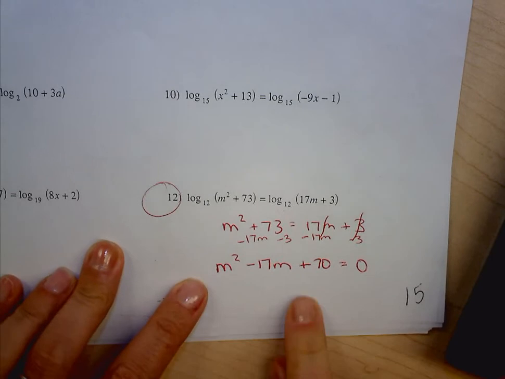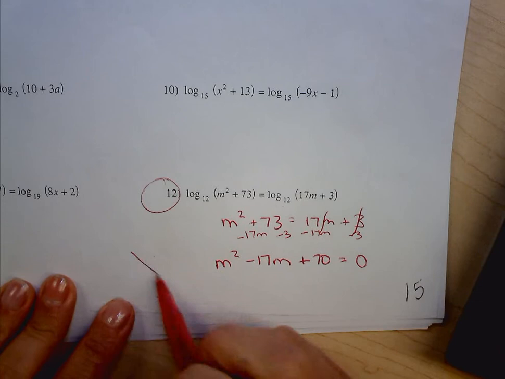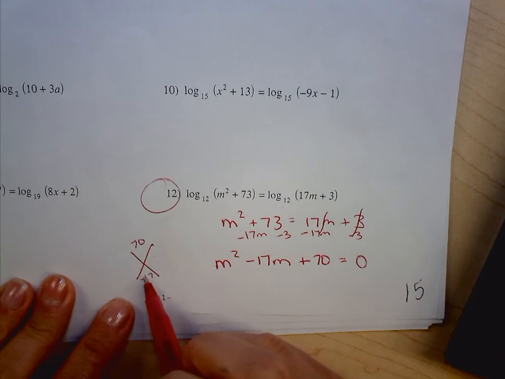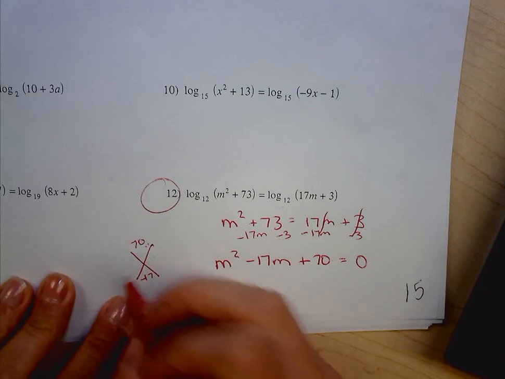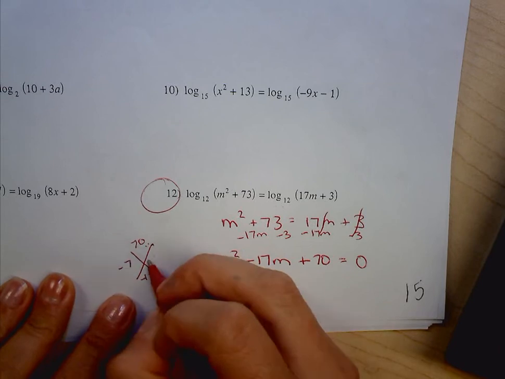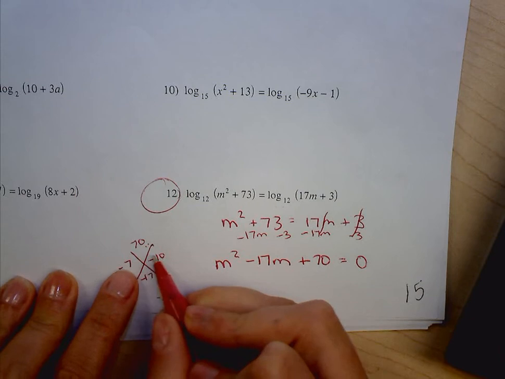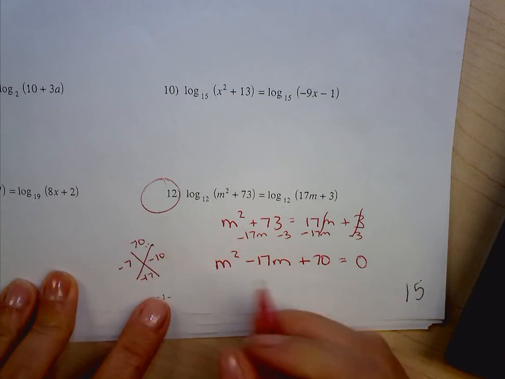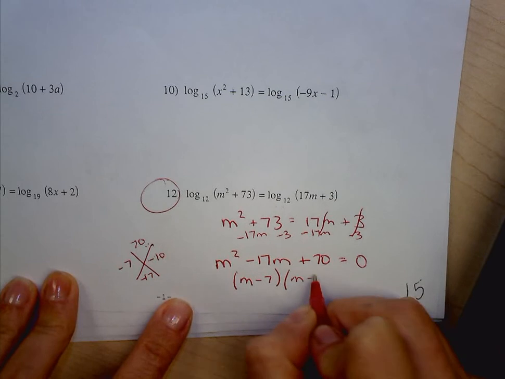Alright, so I don't have a coefficient in front of this m squared, so if I want to try and factor, I'm going to have a 70 and then a negative 17. So I'm trying to figure out two numbers that multiply to 70 and add to negative 17. Negative 7 times negative 10 will give me a positive 70. Negative 7 plus negative 10 will give me negative 17. So that means I have m minus 7 times m minus 10 is equal to 0.